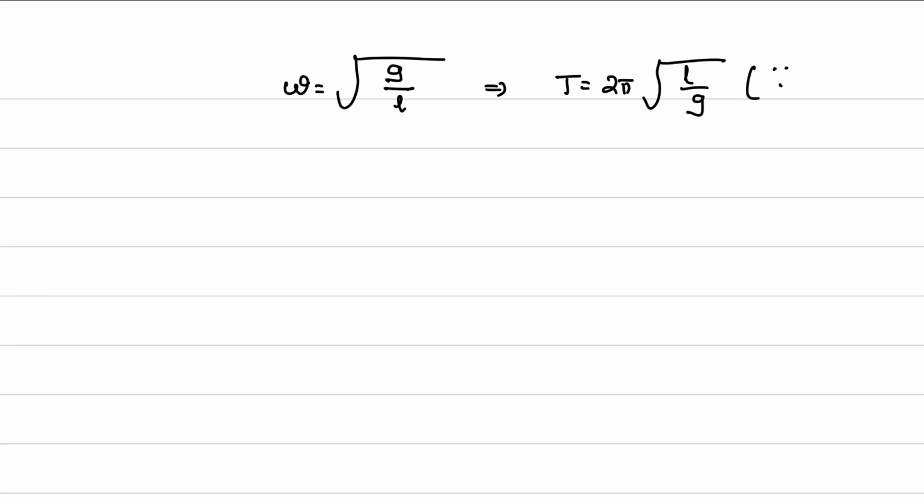because T is equal to 2 pi by omega. This also I have explained in the last class. Please remember this one.